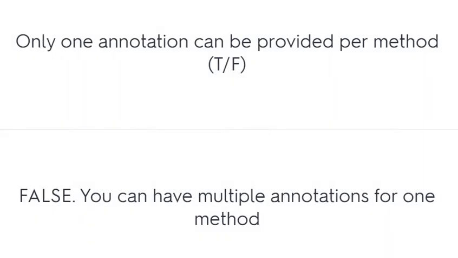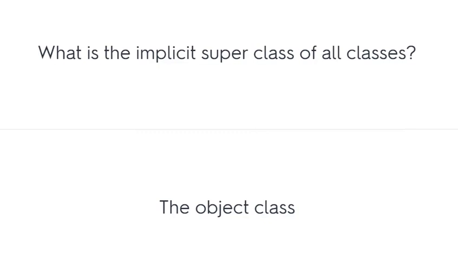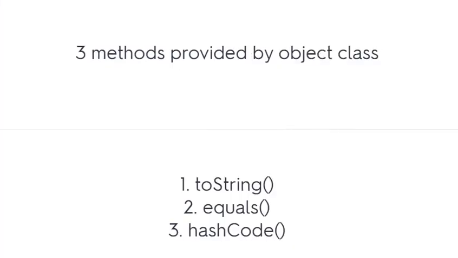Only one annotation can be provided per method. False. You can have multiple annotations for one method. What is the implicit superclass of all classes? The Object class. 3 methods provided by Object class. 1. toString 2. equals 3. hashCode.